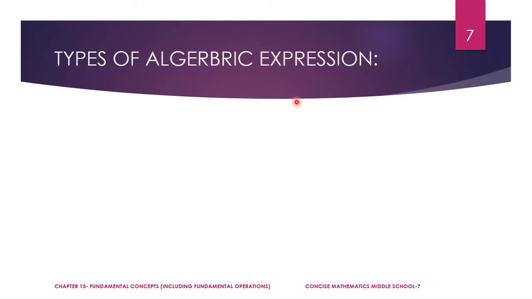Then what are the types of algebraic expressions? Monomial expression, that is, an algebraic expression that has only one term, is called a monomial. Here are the examples. x is having only one term, so x is an example of a monomial. Minus 7m divided by 8 is another monomial expression.